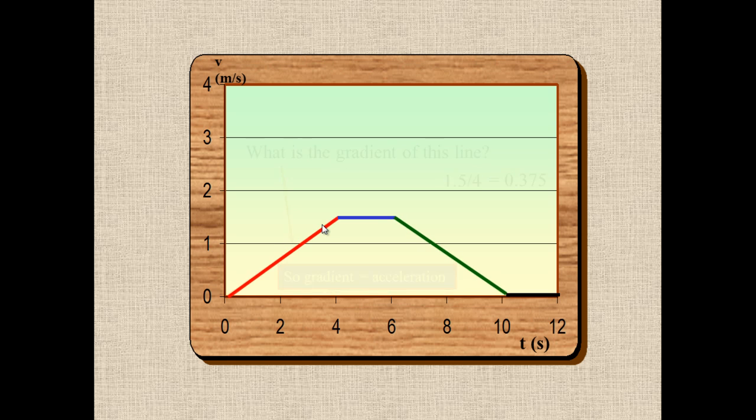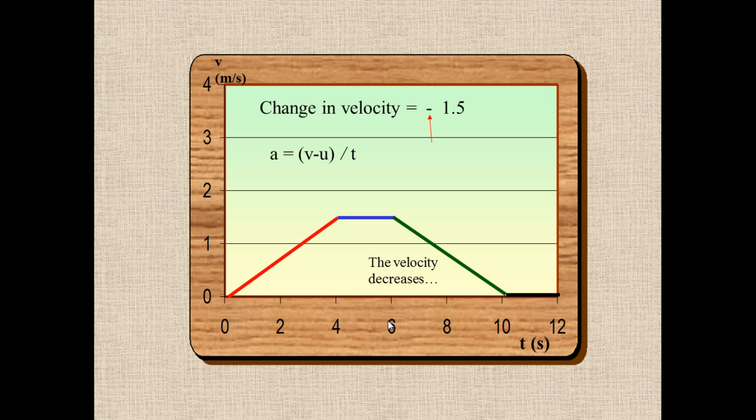And so that's just another reworking of that, and so we can establish that the acceleration is the gradient in this case. Now if we were looking at the green line here, that's slightly different. What that shows is a deceleration, because it's travelling at 1.5 meters per second and then slowing to 0. So the change in velocity for this would be negative 1.5, because the velocity is decreasing, the line is going down.